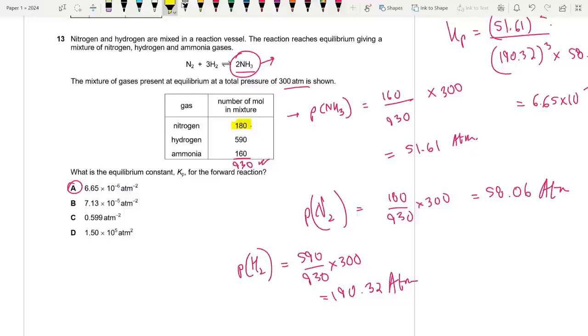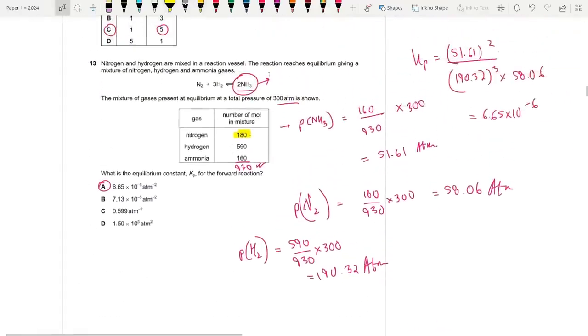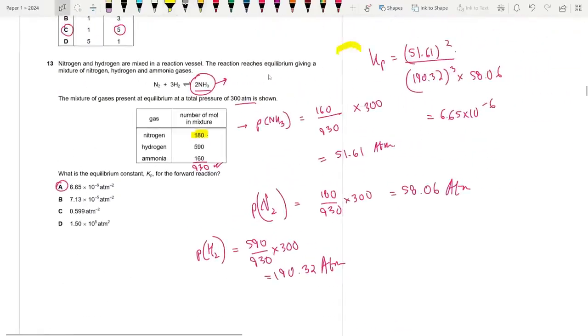Now the expression for Kp, what will it be? It is always partial pressure of products by partial pressure of reactants. And for products, since there are 2 moles of ammonia, it will be the partial pressure of ammonia whole square divided by partial pressure of nitrogen times the partial pressure of hydrogen whole cube. I wrote the expression over here on this side, and if you do the working in the calculator, you will get the final answer.